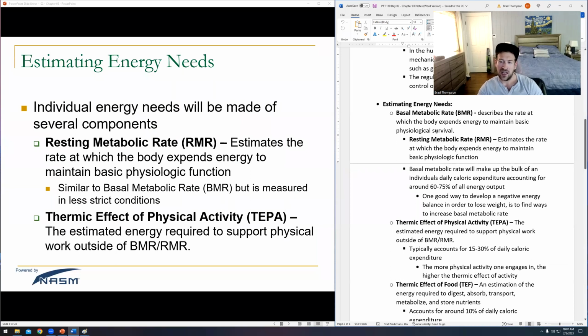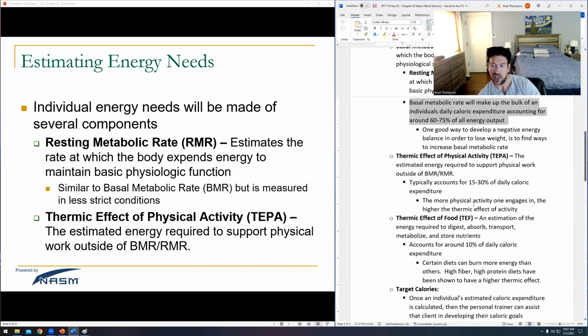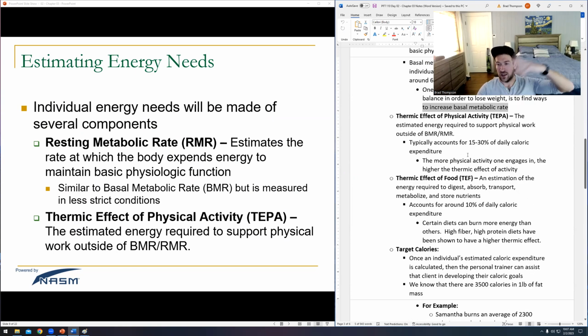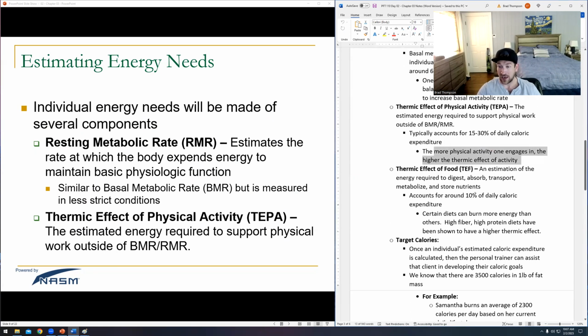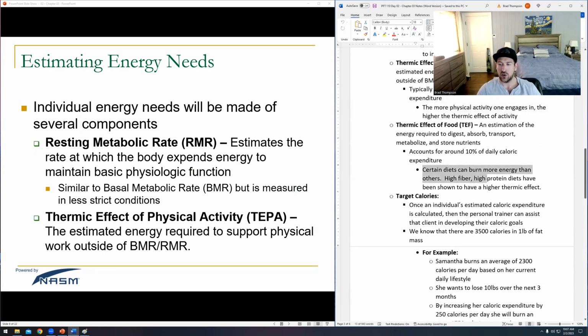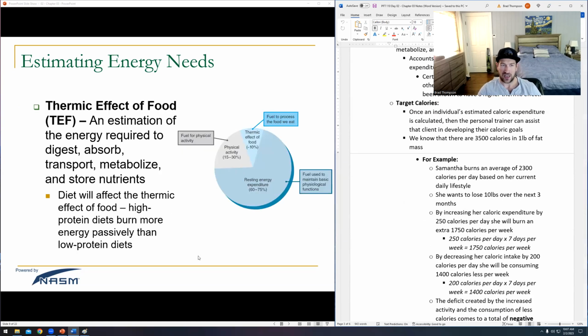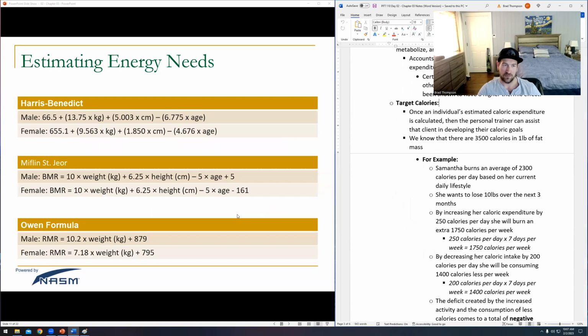So your basal metabolic rate is about 60 to 75% of your total energy output. A really good way to develop a negative energy balance and lose weight is to find ways to increase that basal metabolic rate. Thermic effect of food. Thermic effect of physical activity. The more activity you engage in, the higher your thermic effect. And certain diets do burn more energy. High fiber, high protein diets have been shown to have a higher thermic effect. So this pie chart here can fluctuate massively.